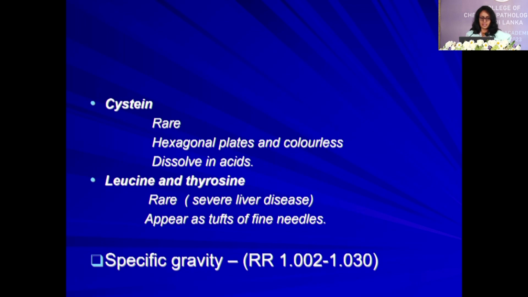Cystine is also rare, hexagonal plates and colorless. It dissolves in acids. Leucine and tyrosine are also rare. You can see them in severe liver diseases. They appear as tufts of fine needles. And usually urine specific gravity is between 1.002 to 1.030.